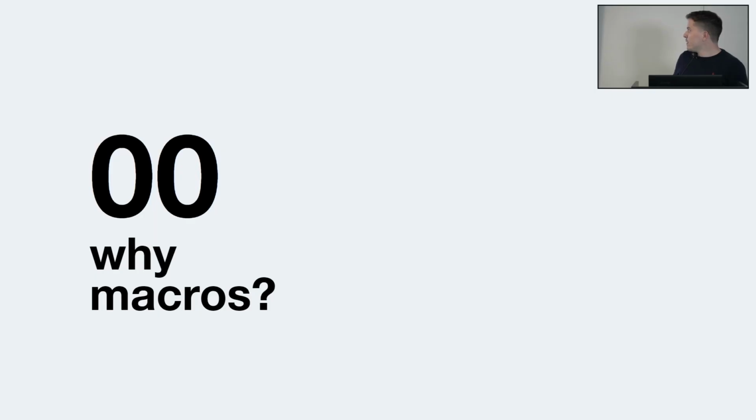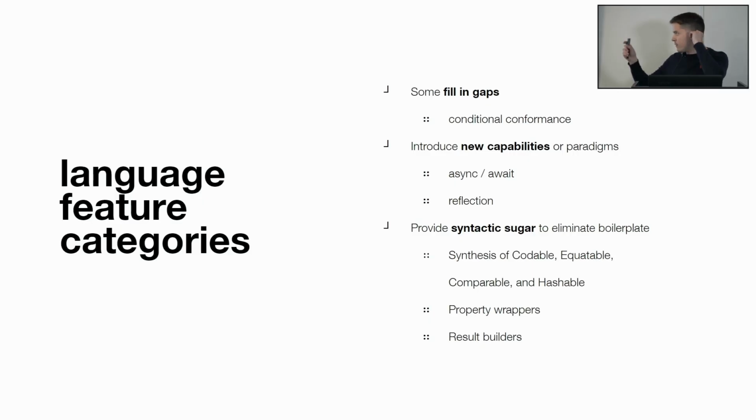Okay, so let's jump in. Why do macros even exist? First, let's talk a bit about different language features. You can categorize new language features into one of these 3 categories. They either fill in gaps. These are features that take some non-existent and not permitted syntax and give it some kind of semantics that fit well with the language. A good example of these, for example, is conditional conformance of protocols.